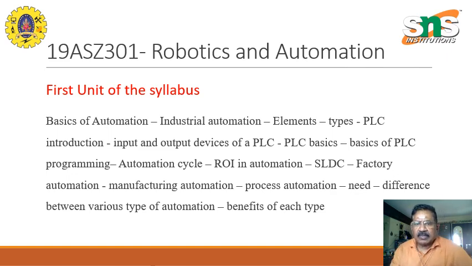We're also going to look at the SDLC, the software development life cycle, and factory automation, manufacturing automation, process automation, the need for all these kinds of automation, the difference between each type of automation, and the benefits of automation. So this is roughly the content of the first unit of the syllabus, and let's get started.